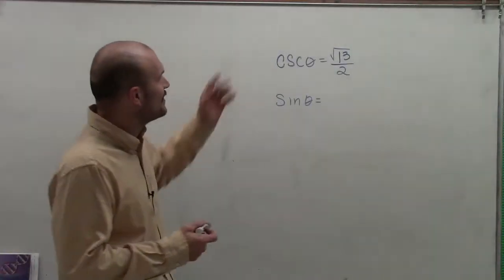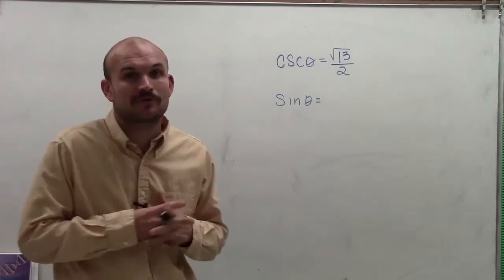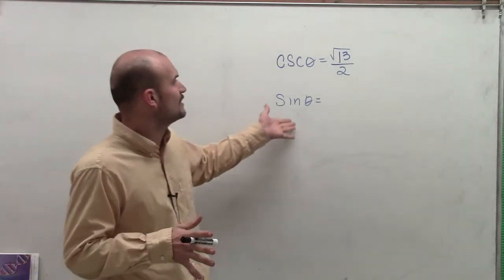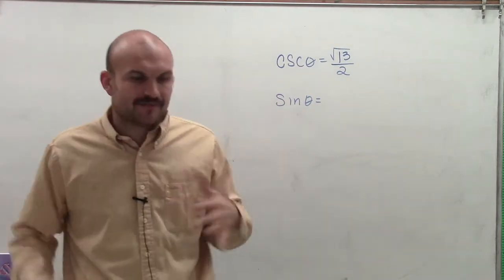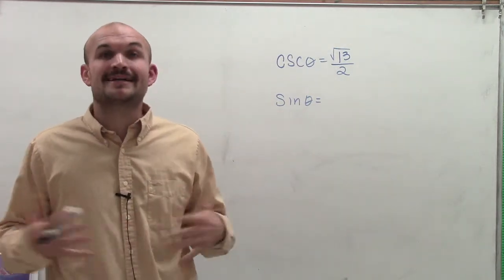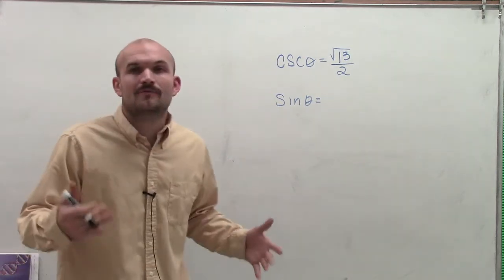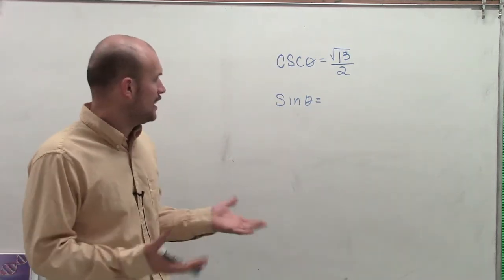Welcome. So here I have the cosecant of theta equals the square root of 13 divided by 2. And what I want to do is develop or be able to evaluate what is going to be the sine of theta. And so we need to understand, how do cosecant and sine relate to each other? Well, they're reciprocal identities from each other.